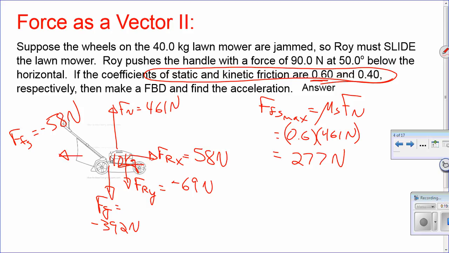So then the question becomes, all right, well, what if instead of pushing down at an angle with 90 newtons, what if he pulls up at an angle with 90 newtons? It turns out it still doesn't move because 90 newtons isn't that much force. So what's the obvious question? How much force do you need, right? All right, so here we go.